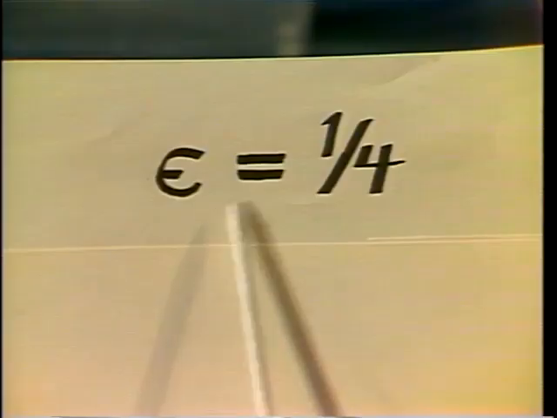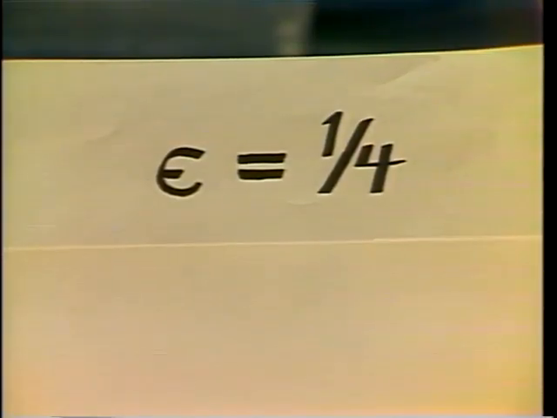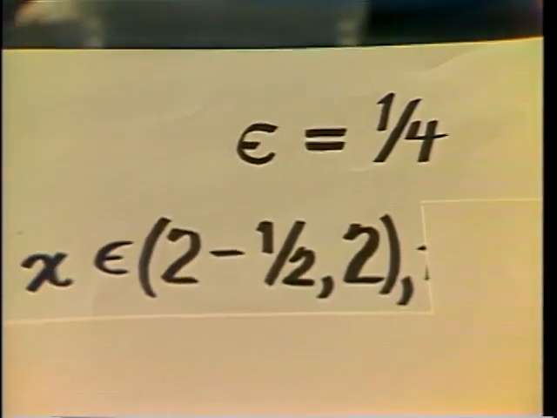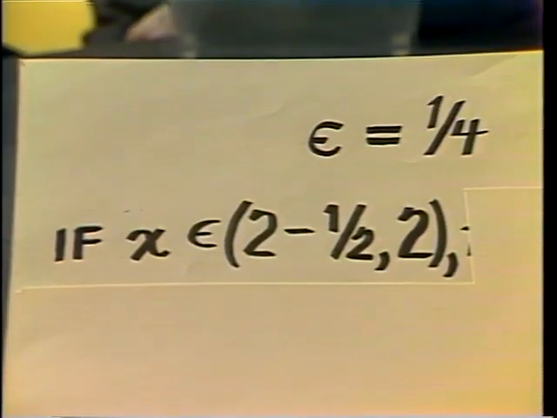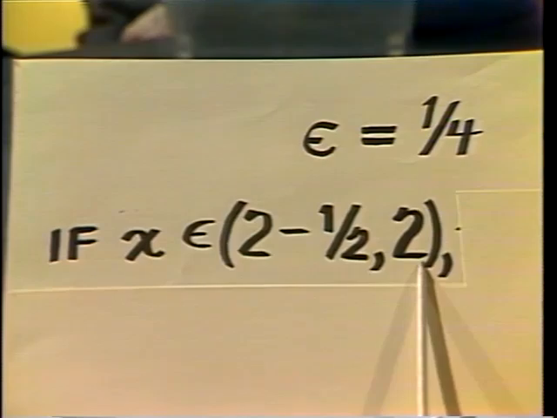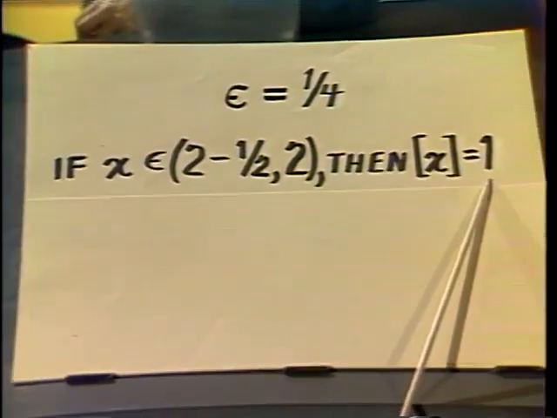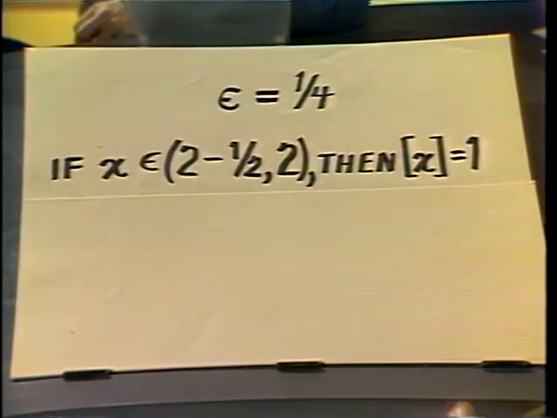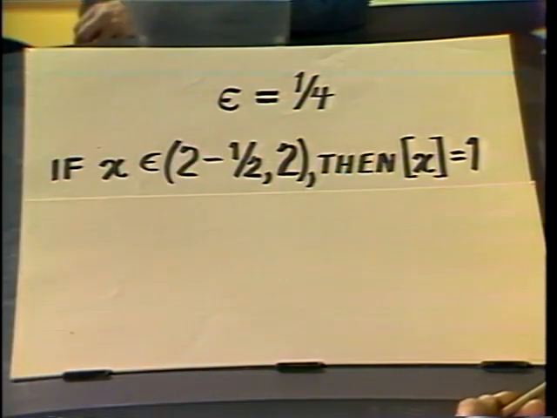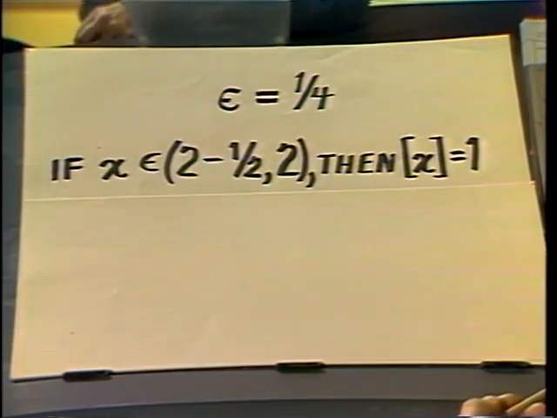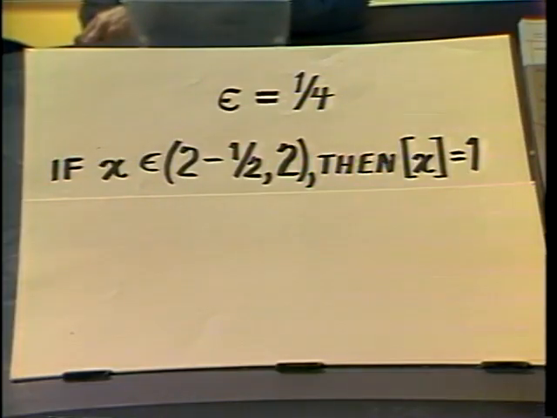If x lies slightly to the left of 2, suppose it's in the interval from 2 minus a half, that's 1.5, to 2, then the greatest integer in x is equal to 1. This is true, in fact, for any value to the left of 2 down to 1. For instance, the greatest integer in 1 7/8 is equal to 1. F at 1.5 is equal to 1. F at 1 1/16 is equal to 1.